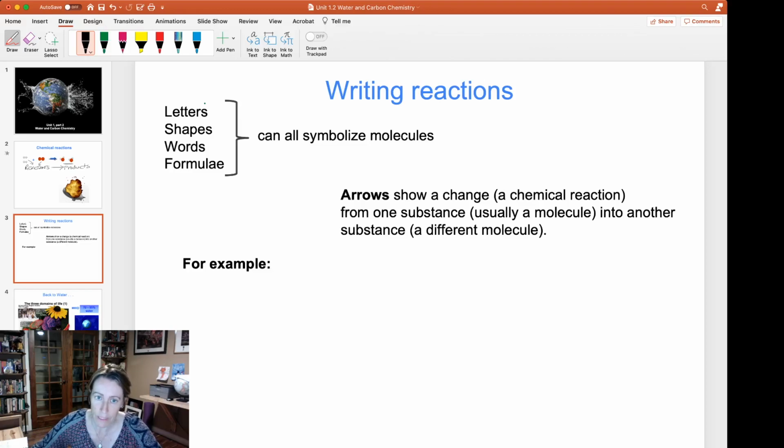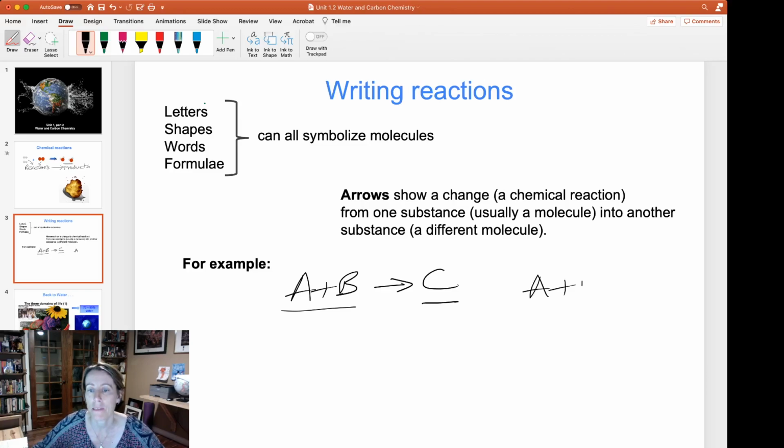reactions. Also, there's a couple things to be aware of, that you don't always have to write reactions from left to right. We tend to do that because we read English, and English always runs left to right. So I tend to write, A plus B goes to C, right? And this is my reactants, and this is my product. But I could just as easily go A plus B makes C. I could go down the board. That wouldn't be wrong.